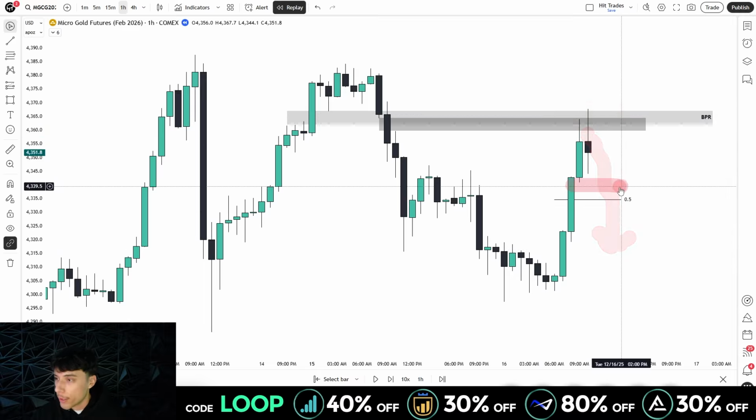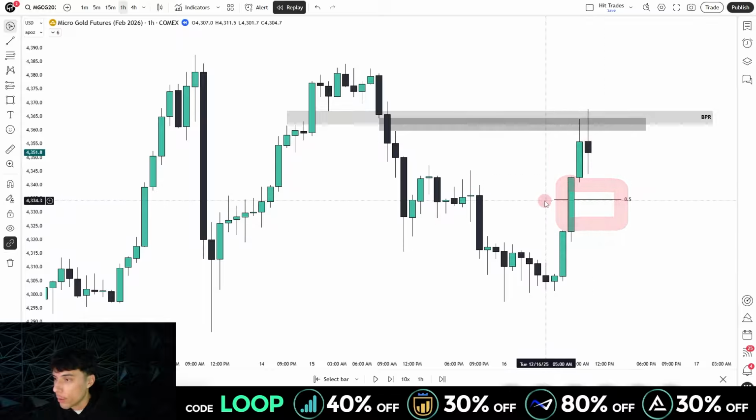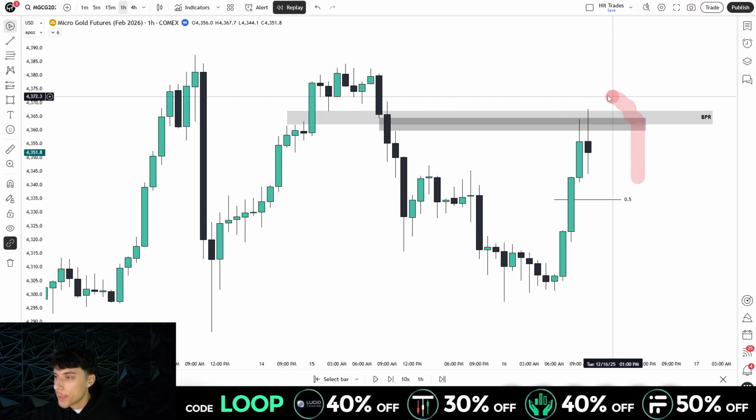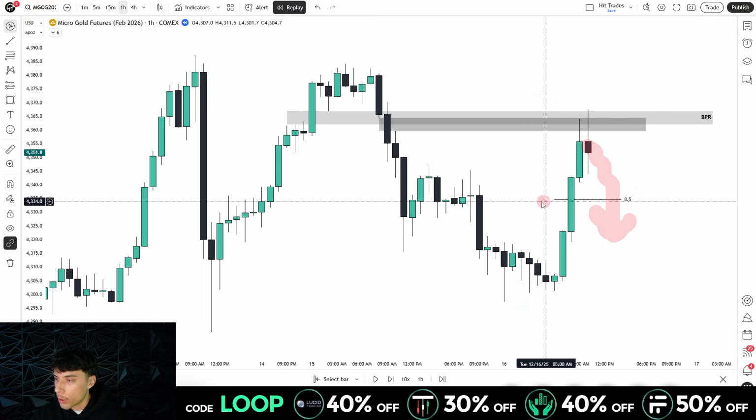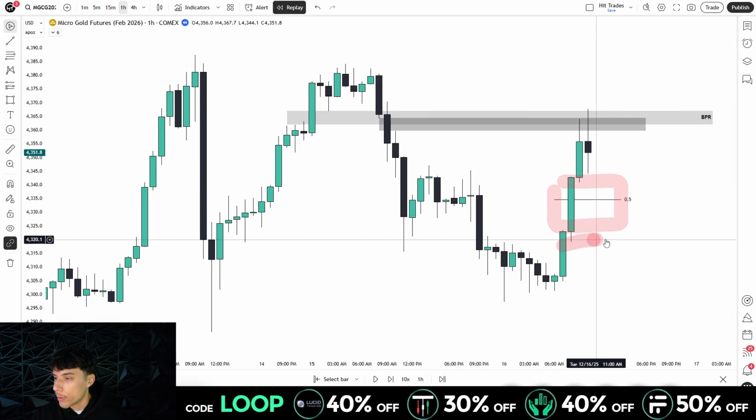So the fact that we have these unfilled imbalances that line up with equilibrium, with discount, this is letting me know that in order to rebalance, in order to deliver fair value, gold price is going to have to deliver down, deliver lower into discount, into equilibrium, along with filling in and trading into these imbalances.